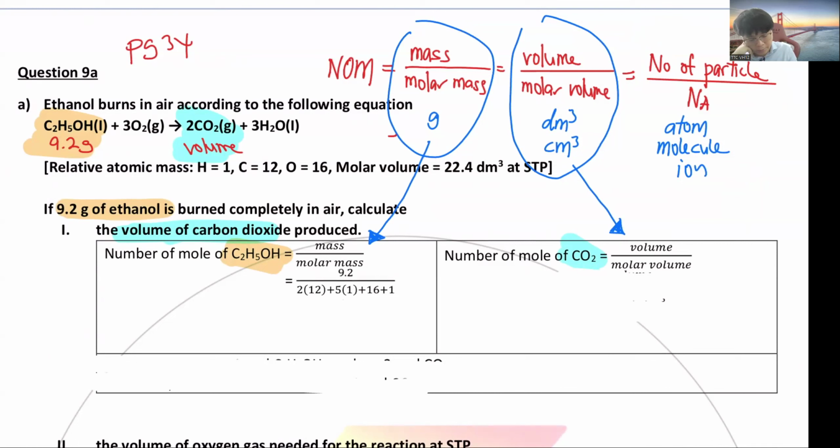Okay, so now you use your mass divided by molar mass. The mass is 9.2 gram, divided by the molar mass: carbon is 12, so 2 times 12 plus 5 times 1, then oxygen is 16 plus 1. I think we learned this in school already. Most schools, I think, have arrived here already.